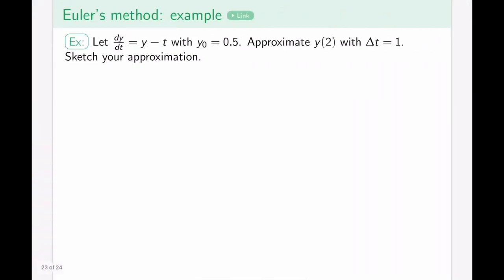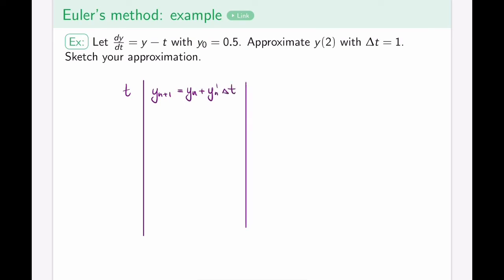So in this case, I have that the differential equation is involving both y and t. The initial condition is 0.5. I would like to approximate y of 2 with the step size of 1. So I am starting at 0. I would like to get at 2, but I would like to do so with a step size of 1, which means, same as the one before, I have to take 2 steps. So I'm going to record everything in the table that is exactly the same construction as the previous time, just to keep track of all the necessary information, all in an organized, orderly fashion.